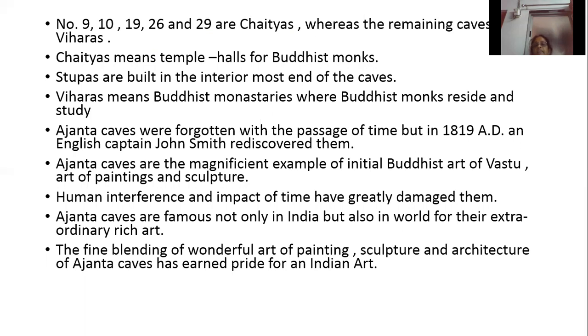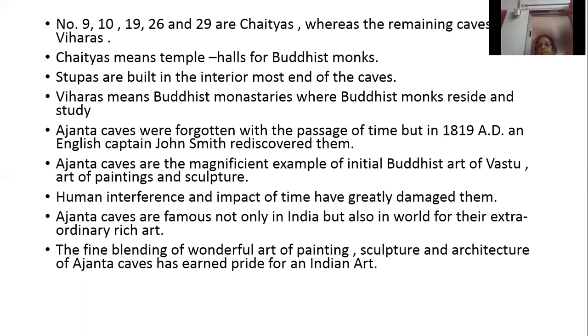This Ajanta cave, it is believed that it was built in the 2nd century. So it was forgotten, and with the passage of time in 1819, it was rediscovered by an English captain called John Smith. So how many caves are there in Ajanta? 30 caves are there, and when it was built in the 2nd century, it was forgotten. Again, it was rediscovered by whom? That English captain called Captain John Smith, in 1819.